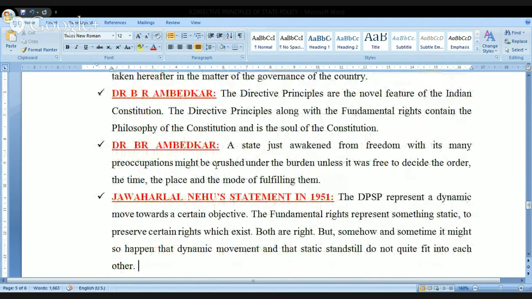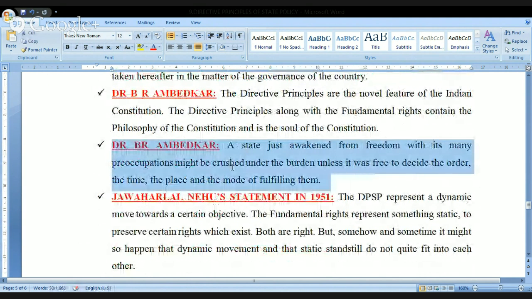Dr. B.R. Ambedkar has given another statement. A state just awakened from freedom with its many preoccupations might be crushed under the burden unless it was free to decide the order, the time, the place, and the mode of fulfilling them. Very, very important. Meaning Dr. B.R. Ambedkar was talking in terms of both fundamental rights and also the directive principles of state policy. But he himself was giving high priority to the directive principles because he was insisting and trying to remind the people that we just got awakened, meaning we just got the freedom.